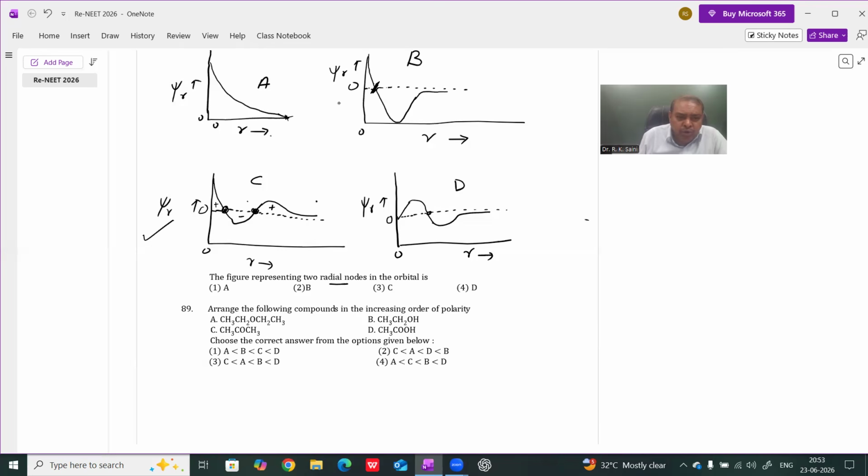Graphs 1, 2 and 3 are related to s orbitals, and this graph is related to maybe p, d and f also. And so only C is correct.